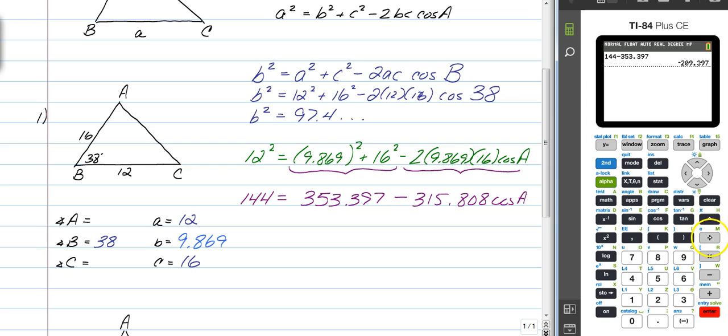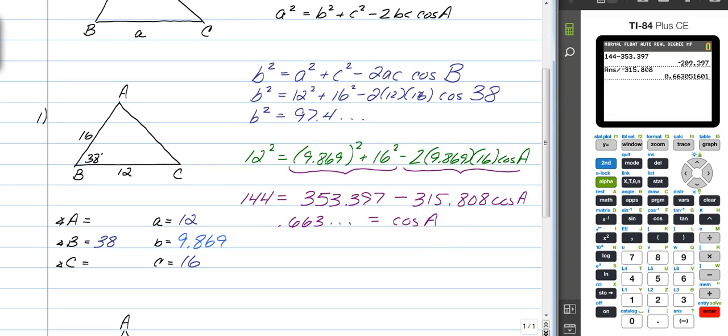So I'm just going to do that right now. Divided by negative 315.808. And when we click enter, we're going to get a crazy decimal. Now remember, that decimal, this 0.663, and it continues, is equal to the cosine of A.